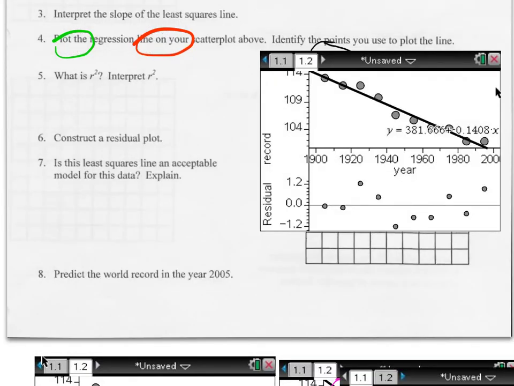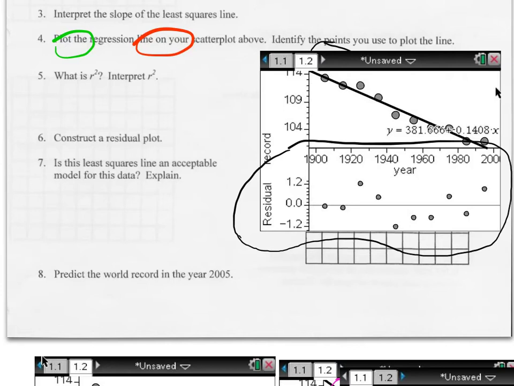The next question says, construct a residual plot. I went ahead and used the TI Nspire to construct a residual plot. It's a split screen: it shows you half the linear regression line as well as the residual plot, which is right here. Is this least squares line an acceptable model for this data? If we remember back to the previous notes, if we have no pattern in our residual plot, then the least squares regression line is a good model for our data.